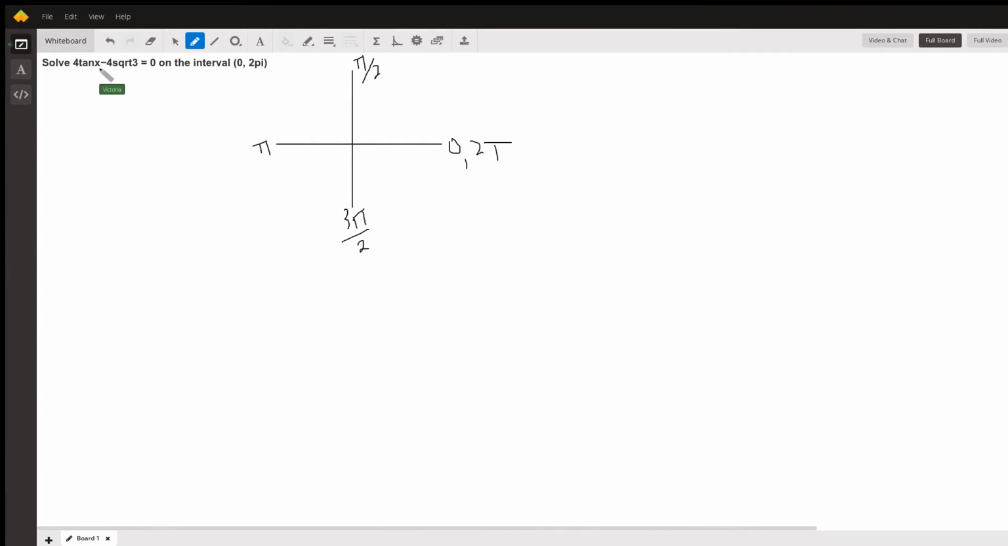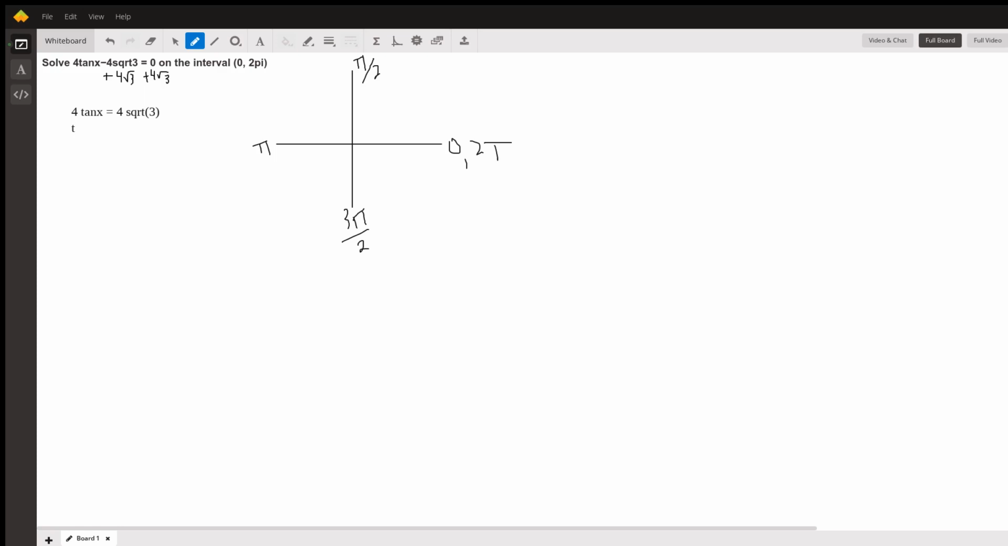Solving 4 tangent x minus 4 root 3 equals 0 on the interval from 0 around to 2 pi. So the first thing we're going to do is add 4 square root of 3 to both sides. So what we now have is 4 tangent x equals 4 square root of 3.